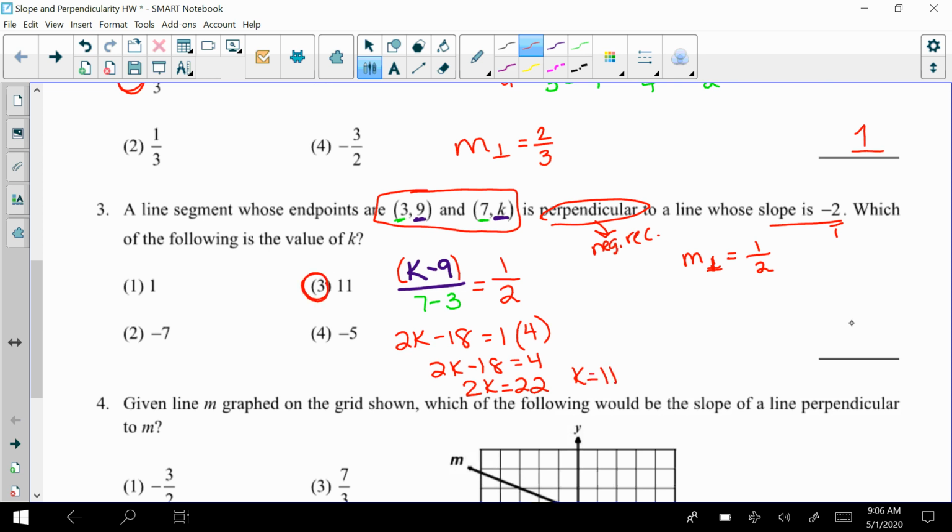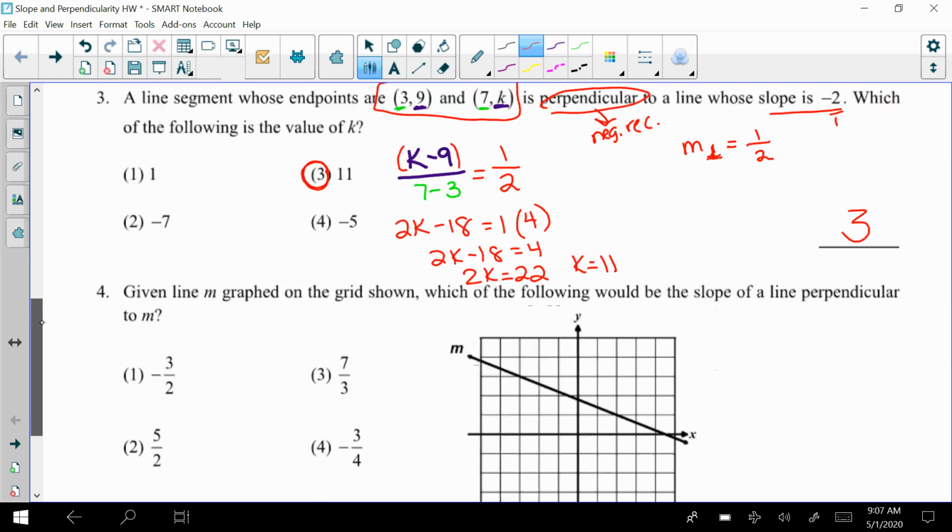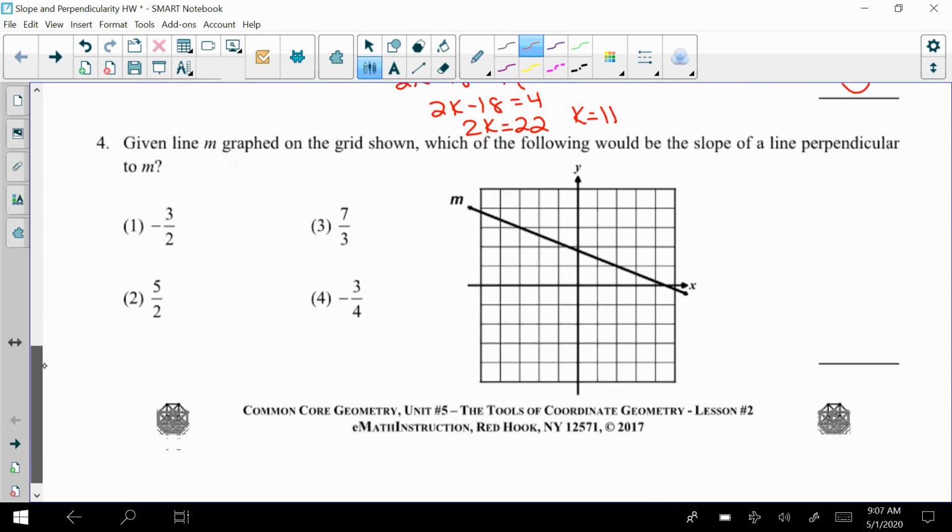Again, if this was a test or whatever, I would use another strategy to make sure I'm right. I would then plot these 2 points, make sure it looks like it has a slope of 1/2, check it out. But yeah, that's the algebraic way to solve that one. You could easily do that on graph paper, like I said. Okay.